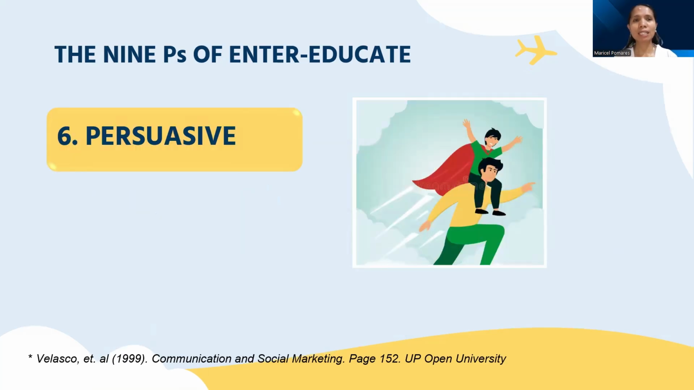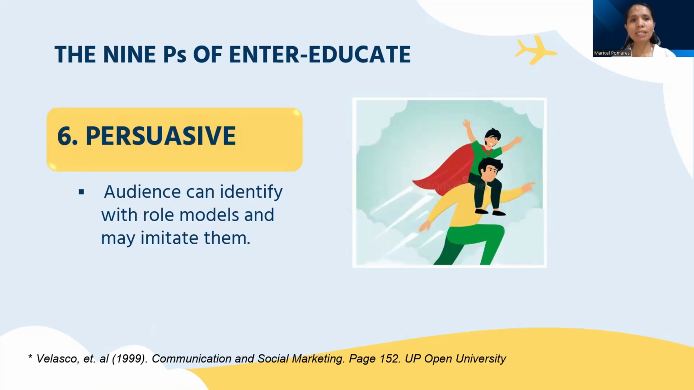And number 6, it is persuasive because audience can identify with role models and may imitate them. So if the audience can really feel that there is a similarity between their character and the cast of that kind of program or that kind of material of information, it's easy to motivate them.